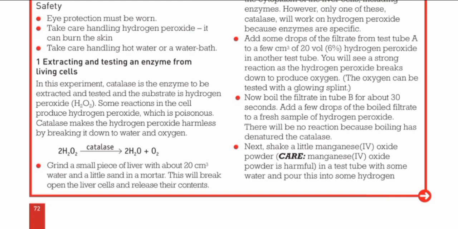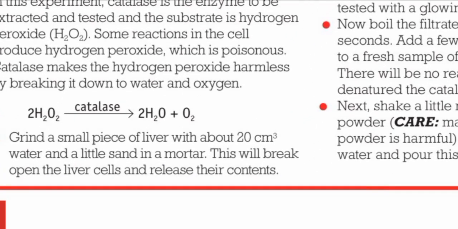So we are going to start our first experiment, which is about catalase activity from living cells, also known as the liver experiment. In this experiment we study an enzyme known as catalase. Catalase breaks down harmful hydrogen peroxide, and the reaction is like this: when the enzyme acts on hydrogen peroxide, it changes the reactants into water and oxygen. The enzyme used here is catalase, and the products are water and oxygen.